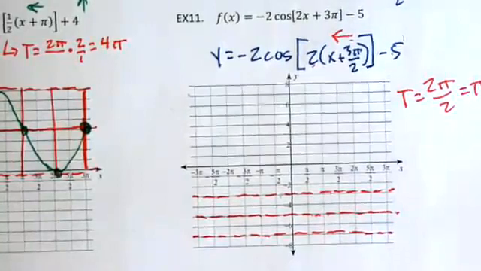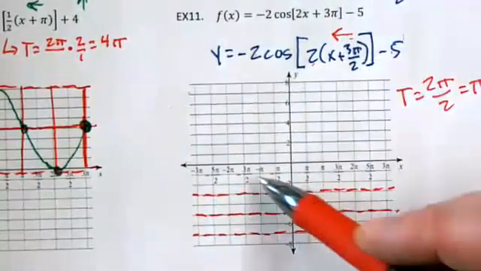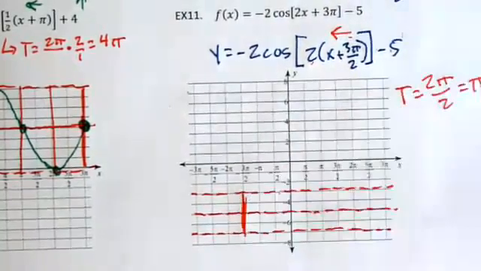Ugh, this is going to be one of those annoying ones. That's really narrow. So I need to shift to the left by 3 pi over 2. And luckily, look, it's marked right there, -3 pi over 2. That gives me my left boundary.